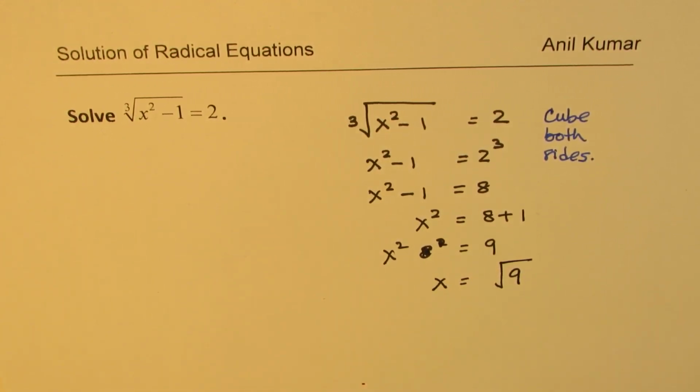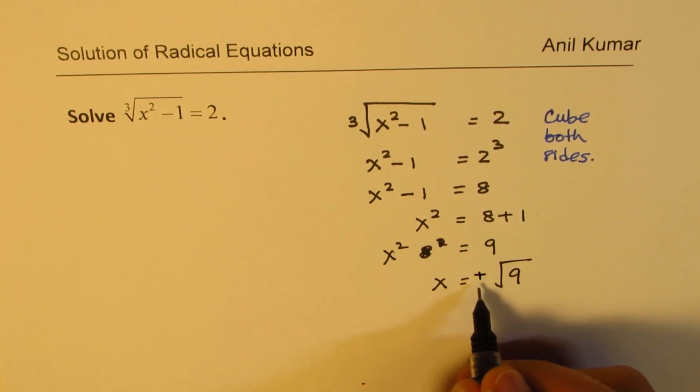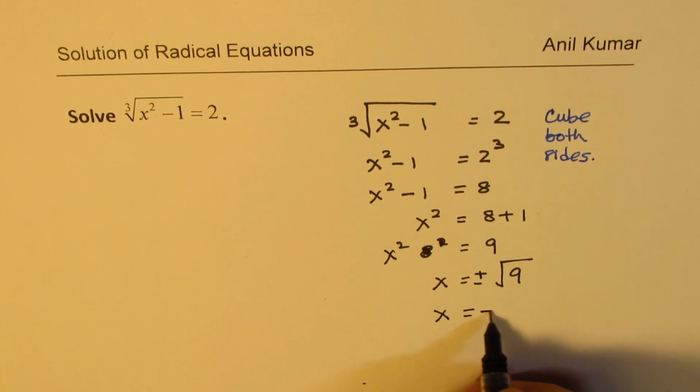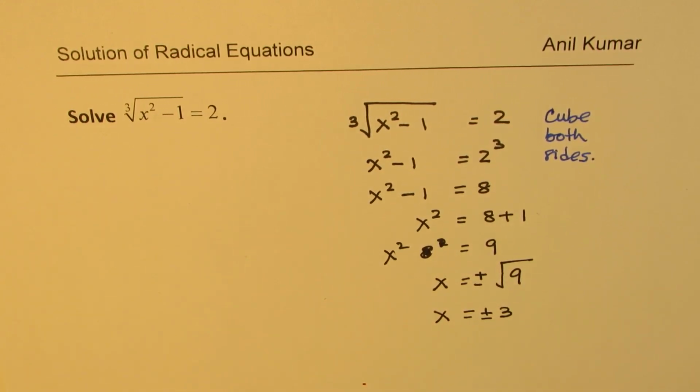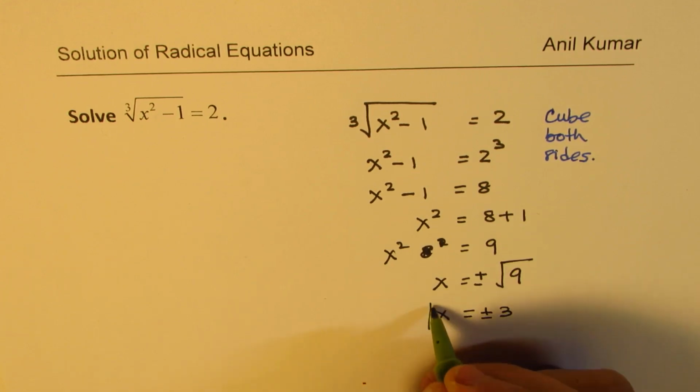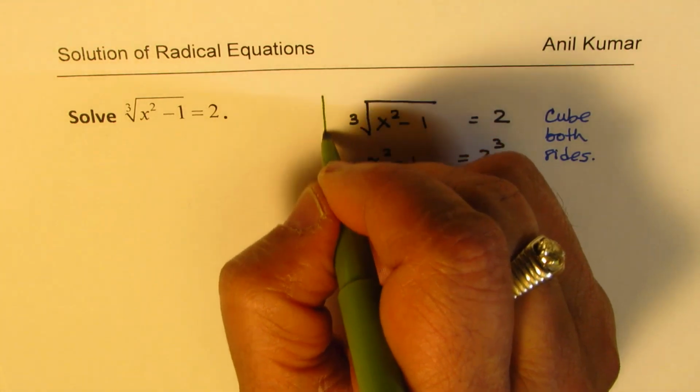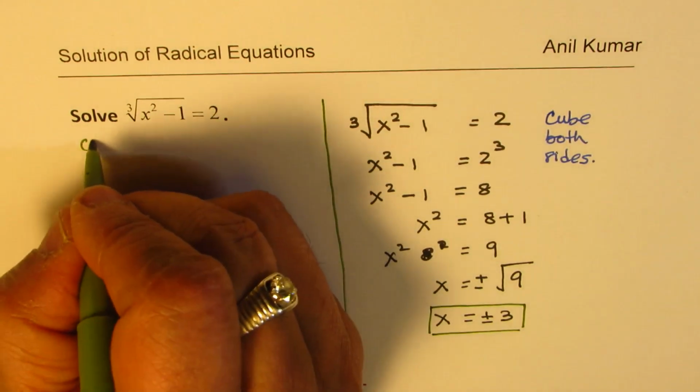Now whenever you do square root, you should be always doing positive and negative. Clear? So we get two values here, which is x equals to plus minus 3. So that becomes your solution, right? So this is one part. In radical equations, we should always check our result.